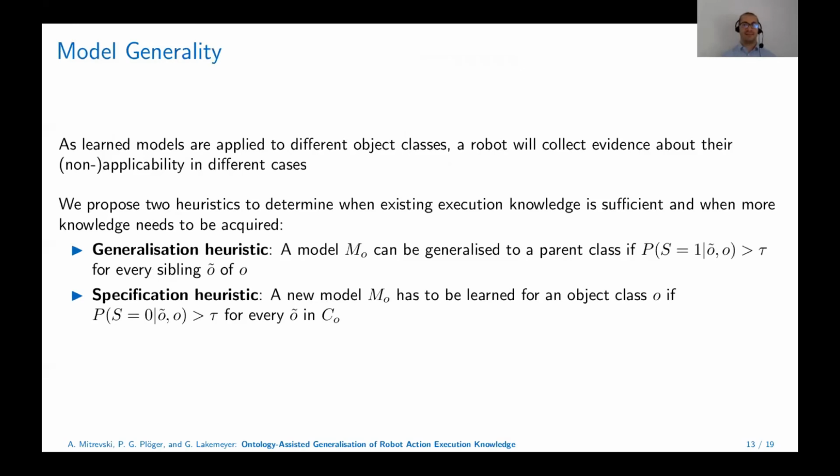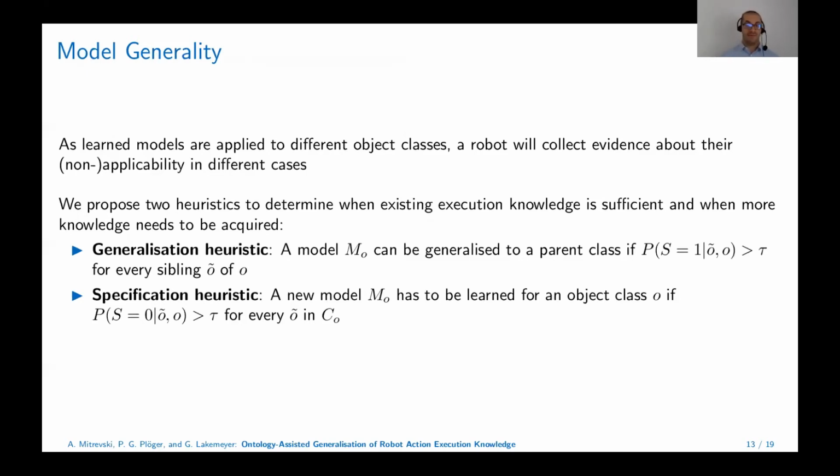It can be noted that as a robot attempts model generalizations between object classes, it will continuously acquire evidence about the cases in which particular models are or are not applicable. Based on this evidence, certain conclusions can be drawn. If the model of a given object class leads to successful execution for all sibling classes, we can conclude that the model is applicable to the immediate parent class. We call this a generalization heuristic.